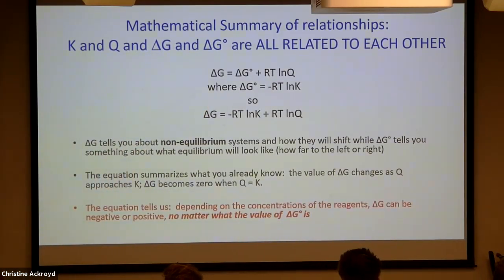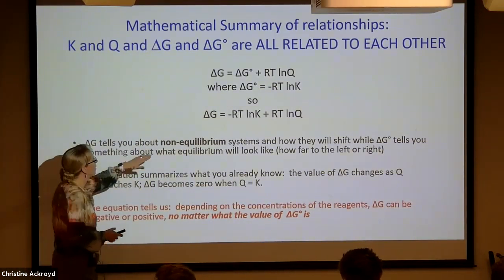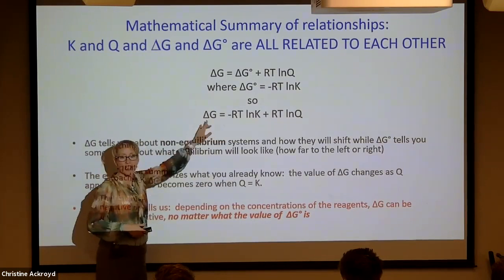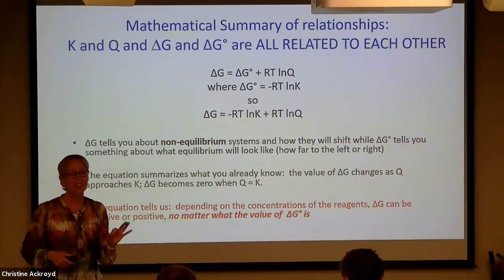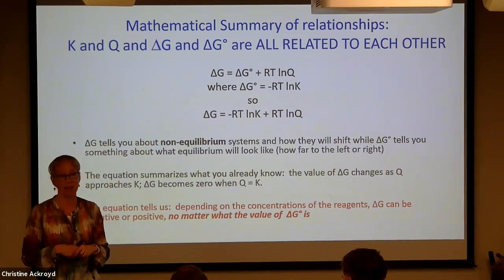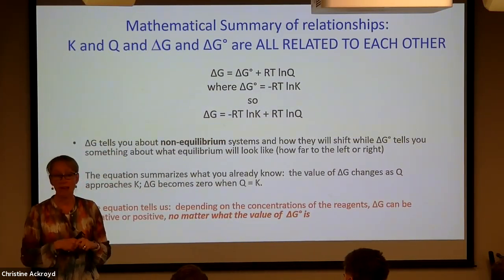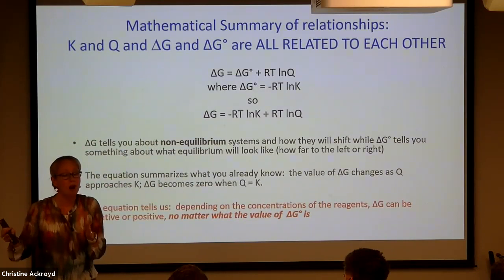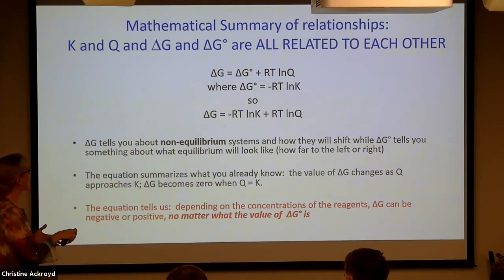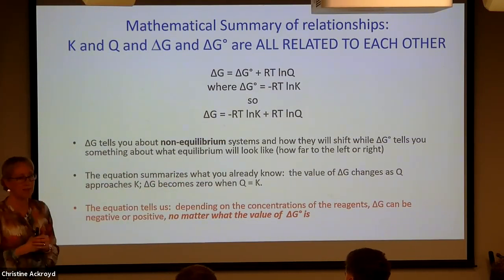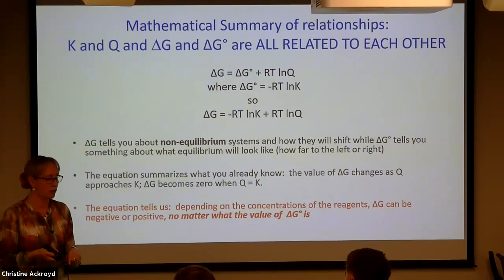Okay. That also says the actual value of delta G for a reaction under a given set of conditions doesn't depend on where the equilibrium lies. It depends on where you are compared to the equilibrium. So you can have any value of delta G naught, as long as Q is less than K, and the reaction will still move forward.